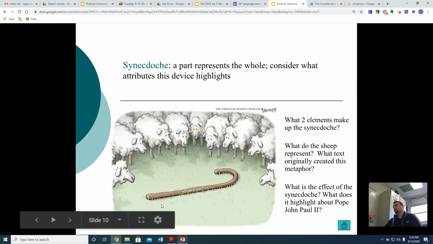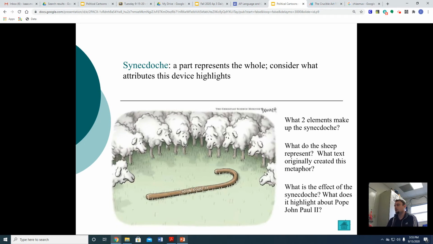So here, with the missing shepherd, I'm assuming this is around the death of John Paul II. So you can see the shepherd's gone, which would make all the sheep very sad. So John Paul II, as the Pope, kind of represents the Catholic Church. The sheep represent the people looking for someone to guide them, which is, of course, an allusion to the Bible.